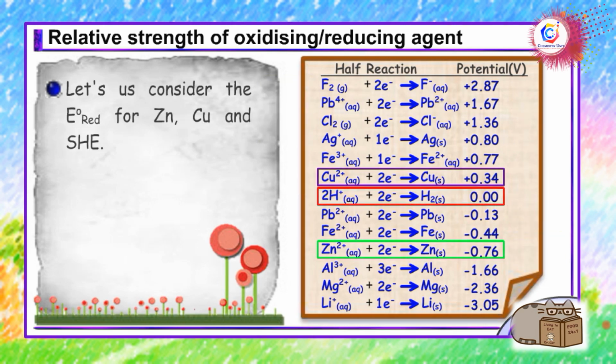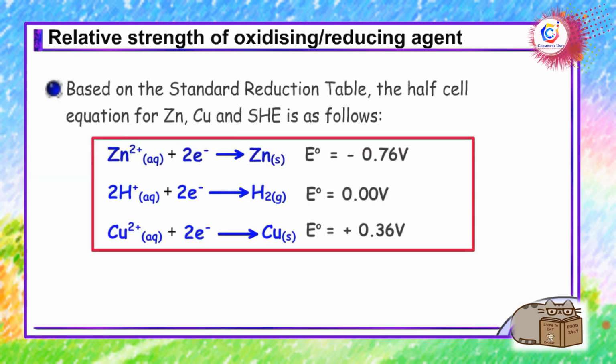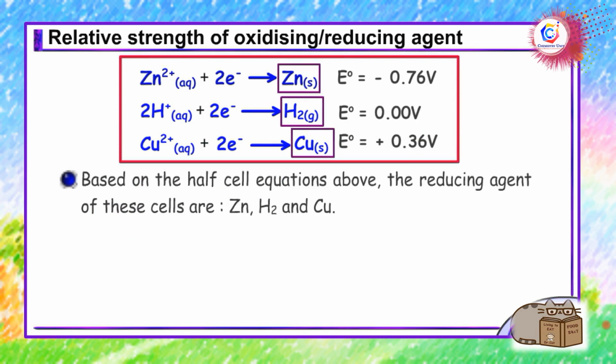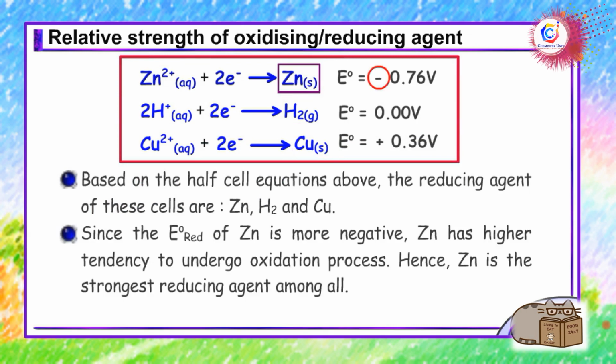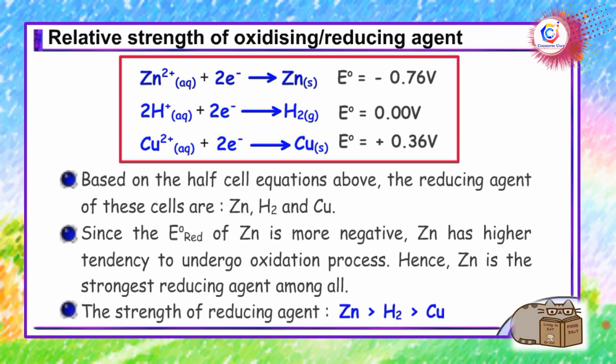Let us consider the E0 reduction for zinc, copper, and SHE. Based on the standard reduction table, the half-cell equation for zinc, copper, and SHE is as follows. Based on the half-cell equations above, the reducing agent of these cells are zinc, hydrogen, and copper. Since the E0 reduction of zinc is more negative, zinc has higher tendency to undergo oxidation process. Hence, zinc is the strongest reducing agent among all. The strength of reducing agent decreases from zinc to copper.